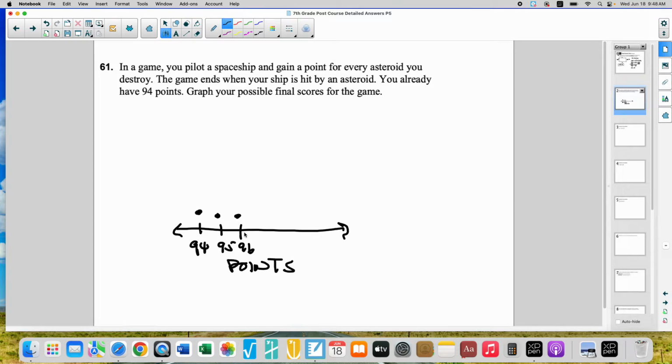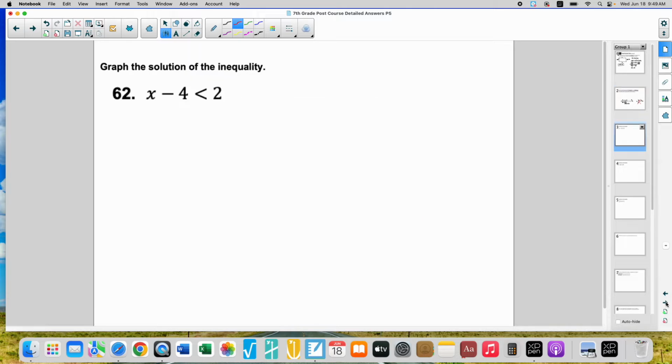And yeah, see, they did this wrong. This is a point for every asteroid, so you can only have whole points. Technically, it would just go out to there, but there's no way of writing that. They have 94 with a closed circle and an arrow, but that's assuming that you can have 94.2, and that's not the case. This is wrong. This is a really poor question. Final scores for the game would be something like this. Bad question.